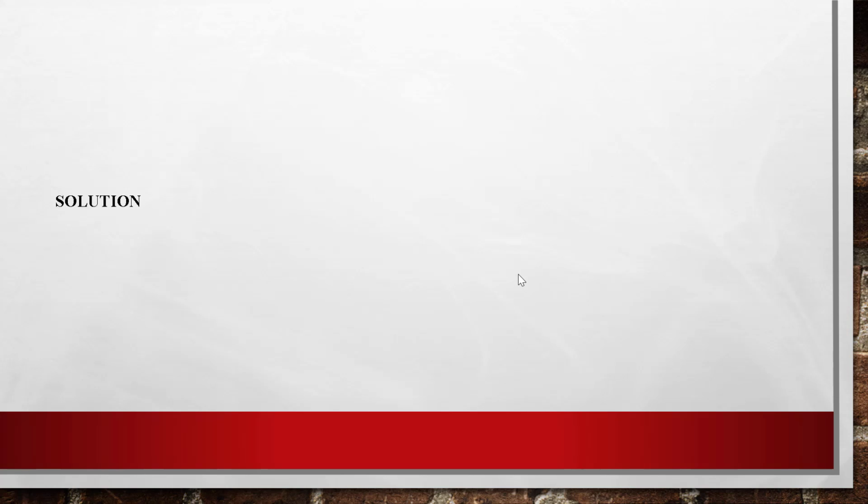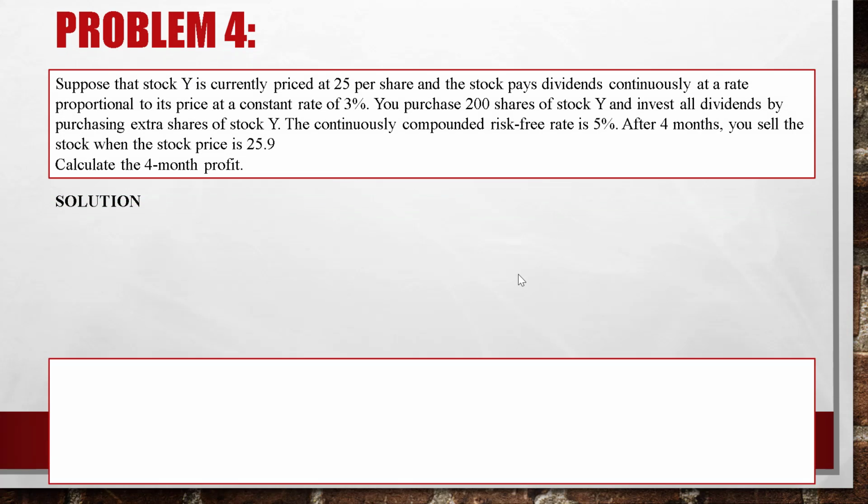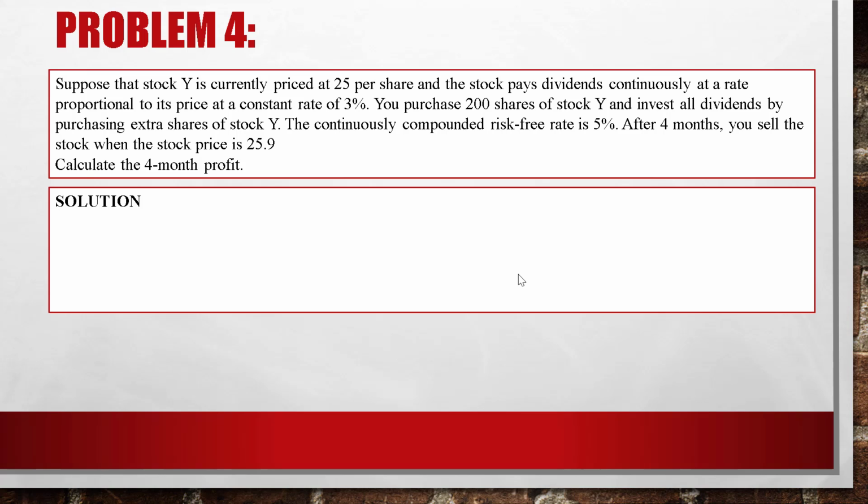Problem 4. Suppose that stock Y is currently priced at 25 per share, and the stock pays dividends continuously at a rate proportional to its price at a constant rate of 3%. You purchase 200 shares of stock Y and invest all dividends by purchasing extra shares of stock Y. The continuously compounded risk-free rate is 5%. After 4 months, you sell the stock when the stock price is 25.9.